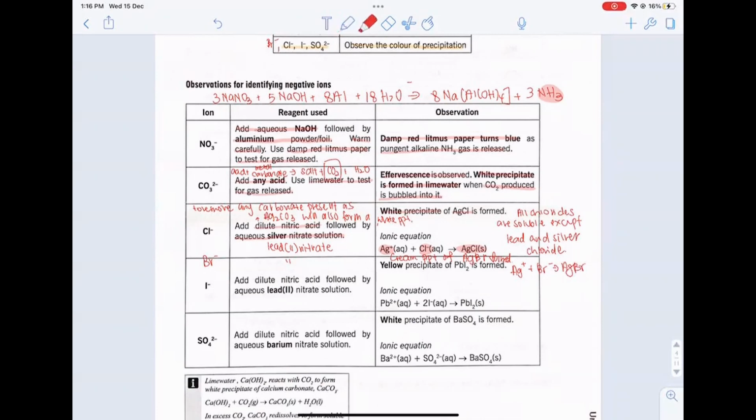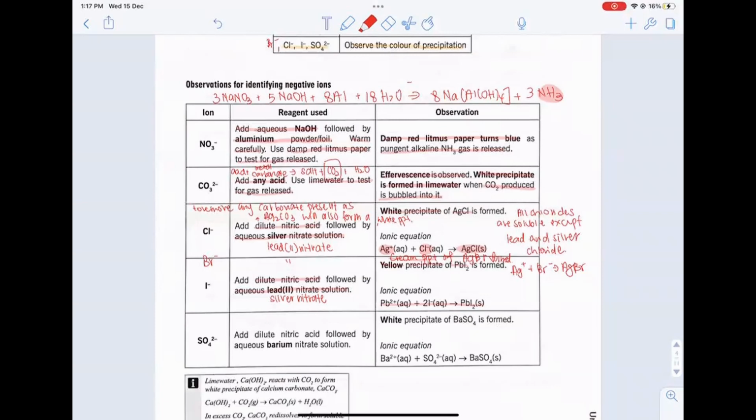Next, it will be I-. So iodide, also the same thing, add dilute nitric acid, followed by aqueous lead(II) nitrate solution or silver nitrate solution is also okay. You will get a yellow precipitate of PbI2 formed. And here is the equation. So you notice that for the halides, you will get different colored precipitates, white, cream, and yellow respectively for chloride, bromide, and iodide. And lastly, the last anion is sulfate.